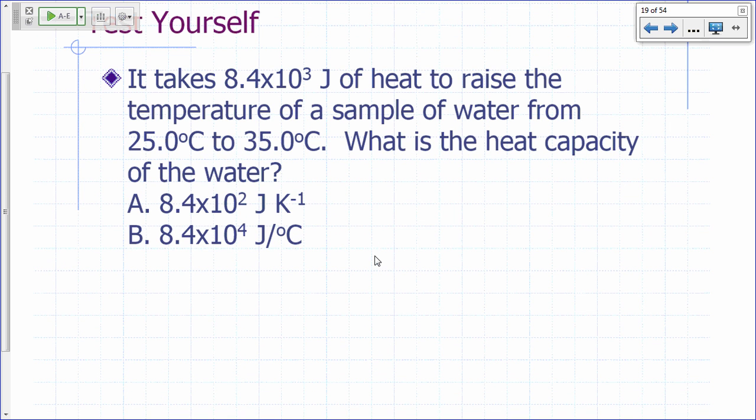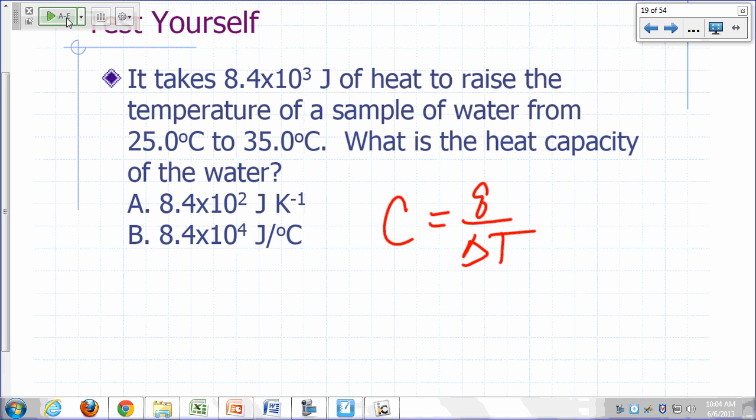So let's look at some simple examples. Let's say it takes 8.4 times 10 to the third joules of heat to raise the temperature of a sample of water from 25 to 35 degrees Celsius. What's the heat capacity of the water? What's our formula for heat capacity? Capacity is Q over delta T. I'll give you a couple of minutes, not a couple of minutes, it should take you only like 20 seconds to figure it out, right? So anytime you're ready, click your answer.